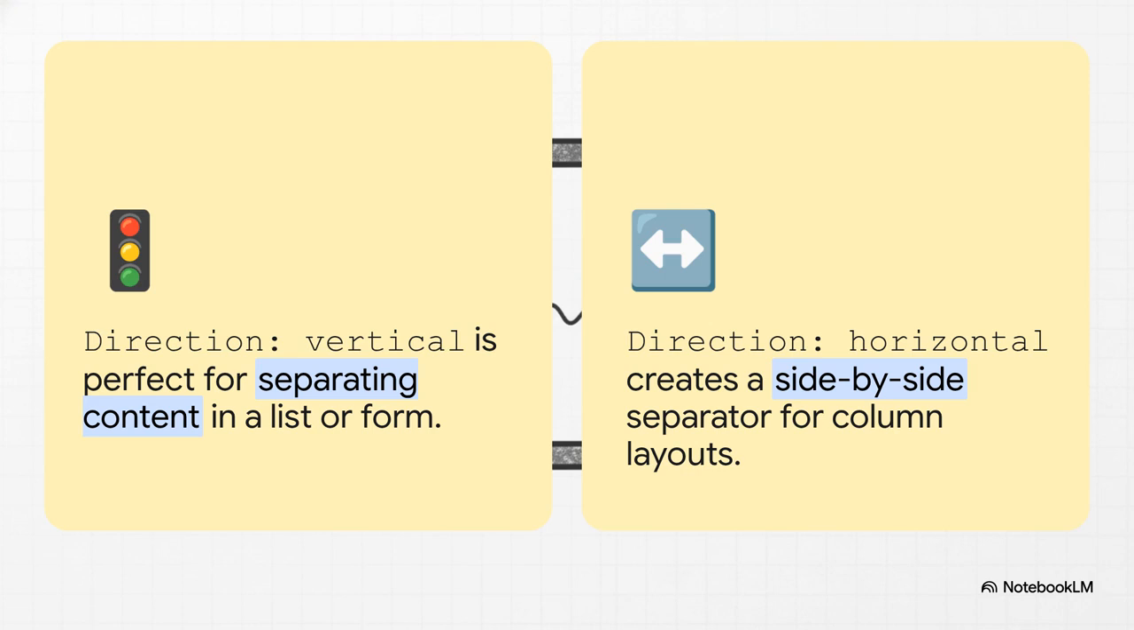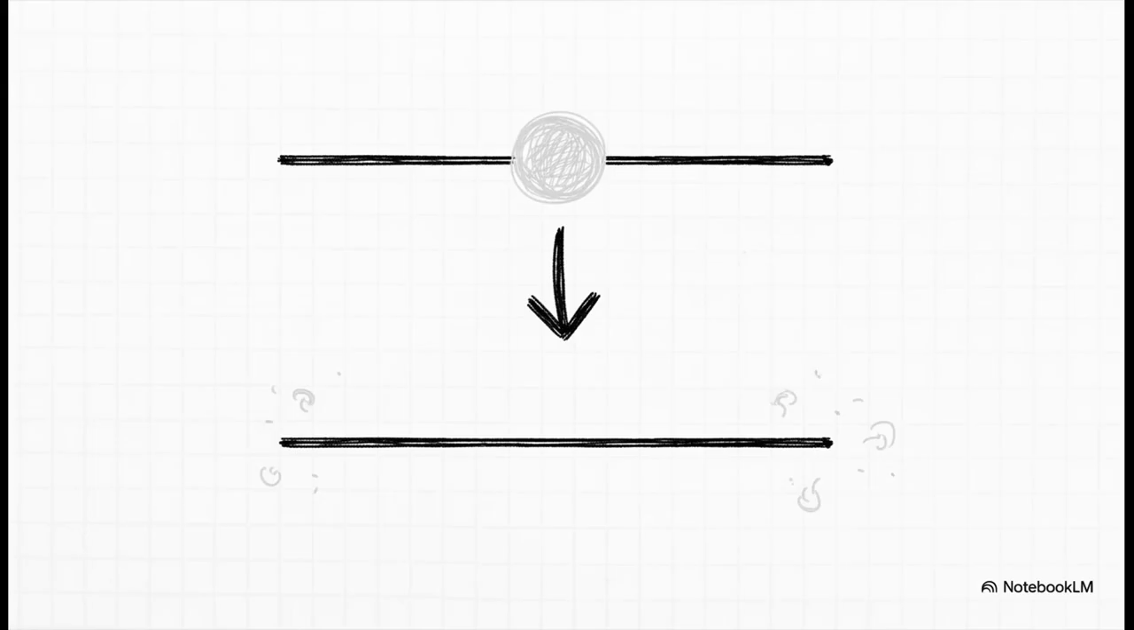The vertical direction you see here, it's perfect for separating items in a list or maybe a login form. Then, with a single property change to horizontal, boom, it becomes a side-by-side separator, which is ideal for any kind of column layout you can think of. But what if you don't actually need any text? What if you just want a clean dividing line between sections? No problem at all. The text property is completely optional. You just leave it empty in the designer, and you get this perfect minimalist separator. It's great for adding a little visual breathing room to your UI.